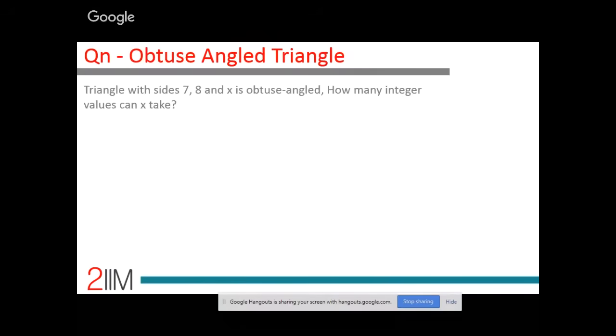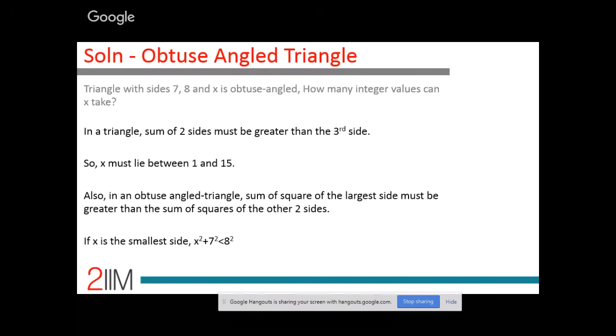So we say 7 square plus 8 square is less than x square, or 7 square plus x square is less than 8 square. Those are two bits you're solving for. Just remember one thing: it has to be a possible triangle, so the sum of two sides has got to be greater than the third side. So x can lie only between 2 and 14. 7 plus 8 is 15, so x cannot be 15 or more. 8 minus 7 is 1, so x cannot be 1 or less. So x lies between 2 and 14.